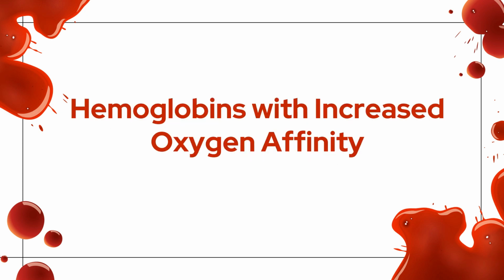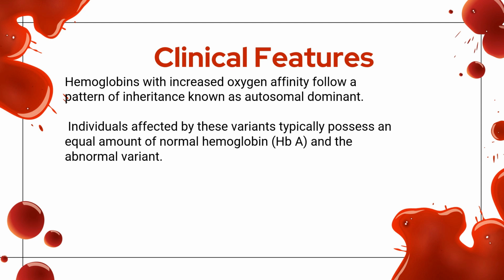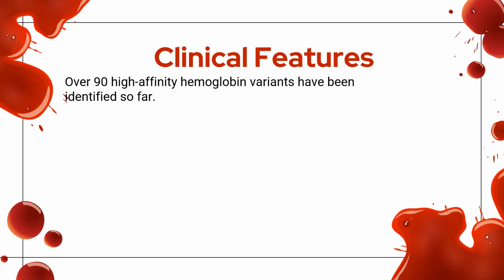Hemoglobins with increased oxygen affinity. Hemoglobins with increased oxygen affinity follow a pattern of inheritance known as autosomal dominant. Individuals affected by these variants typically possess an equal amount of normal hemoglobin, hemoglobin A, and the abnormal variant. However, there are exceptional cases where the proportion of abnormal hemoglobin surpasses 85%, especially in compound heterozygotes for certain variants and B thalassemia. Over 90 high-affinity hemoglobin variants have been identified so far.